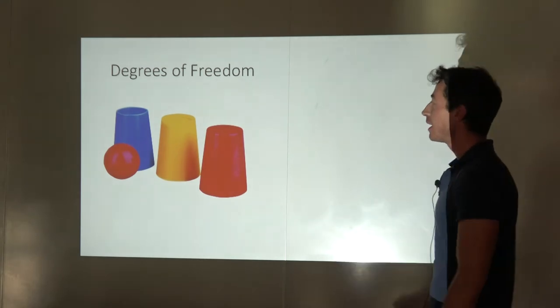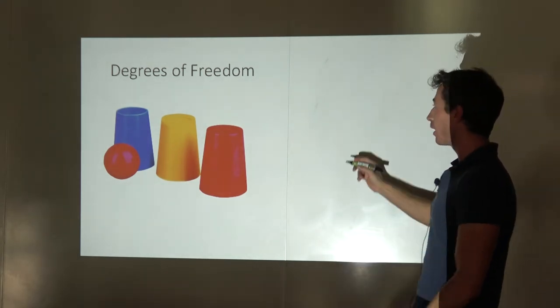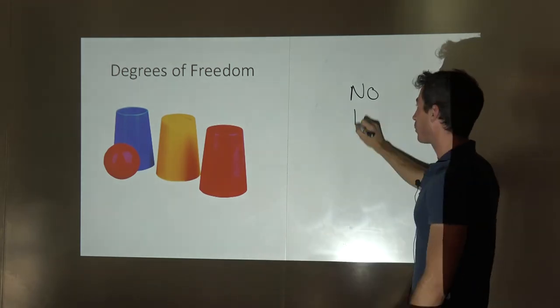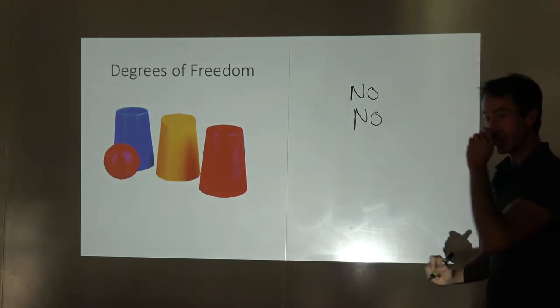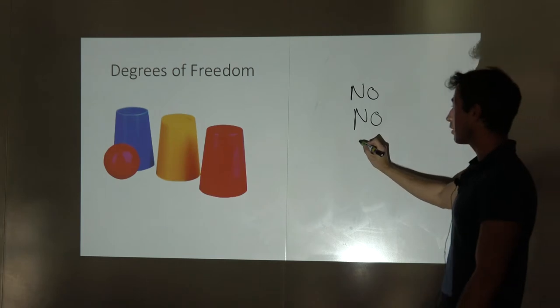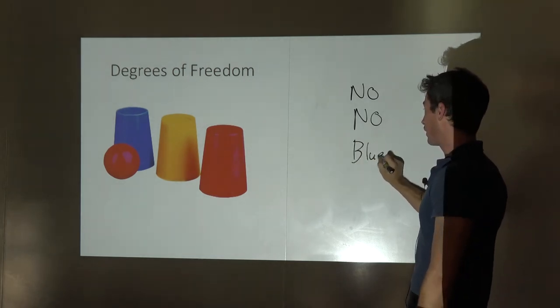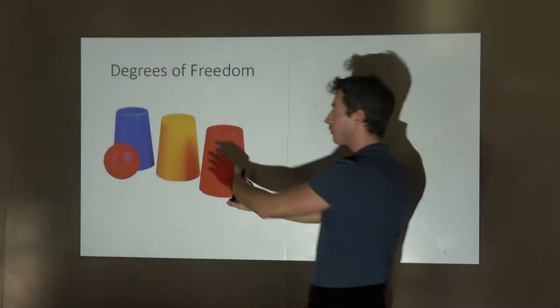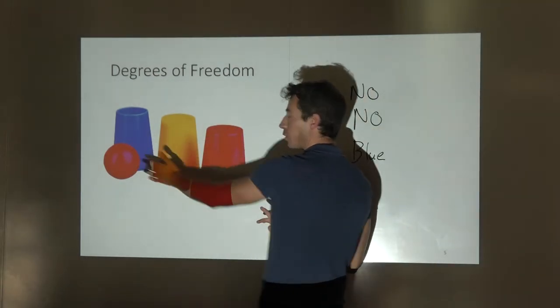So there are 2 degrees of freedom, right? Because if I say, is it in the red cup? And you would say no. And then I say, is it in the yellow cup? And you would say no. Then I know by definition that it's in the blue cup, right? So there's only 2, even though there are 3 variables here: red, yellow, and blue.